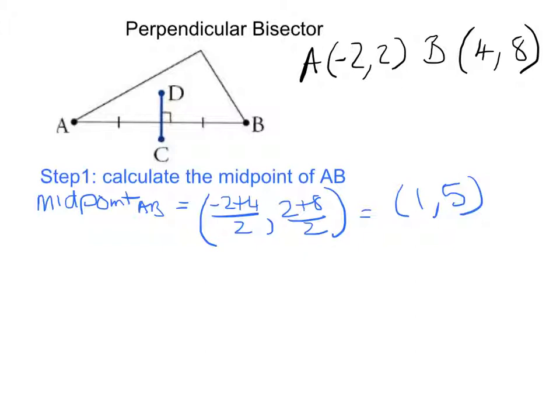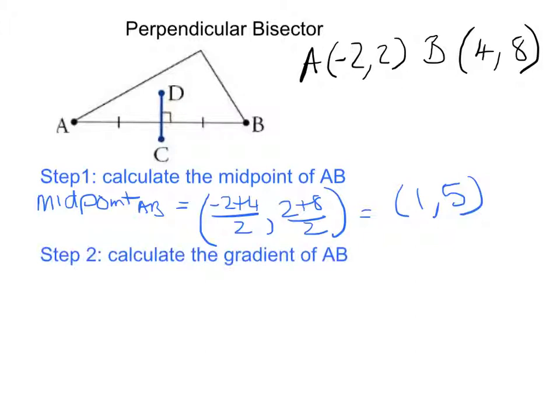Remember, when we're trying to find the equation of the line, we need a point, any point on the line, and the gradient. Now, because I only have one point, I can't calculate the gradient of this line, but I do know that it's perpendicular to line AB. Therefore, I can calculate the gradient of AB and use my perpendicular rule to calculate the gradient of CD.